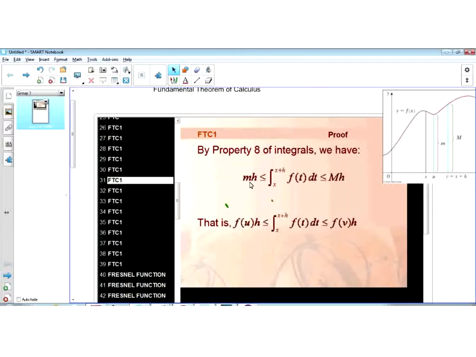And so by property 8 of the integrals, we know that the true output value of the integral from x to x plus h is going to be wedged between m times the width of the interval and uppercase M times the width of the interval. Okay, so this is kind of the squeeze theorem for integrals. Okay, so m, of course, we replace by its definition in f. It's f of u. And big M is f of v. So we do those substitutions. Okay, so we've got the squeeze theorem evolving.